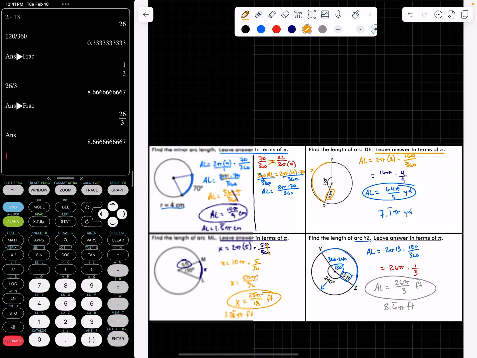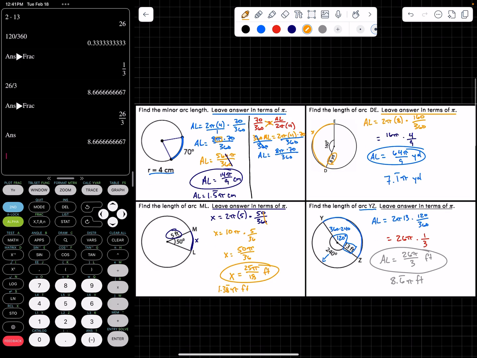And there we go. So, again, once you have the formula, once you have the one that works best for you, all you need to do is make sure that you know the radius, make sure you know the central angle, and then you're just kind of plugging and chugging away. So, it's a lot of just working it down at that point.